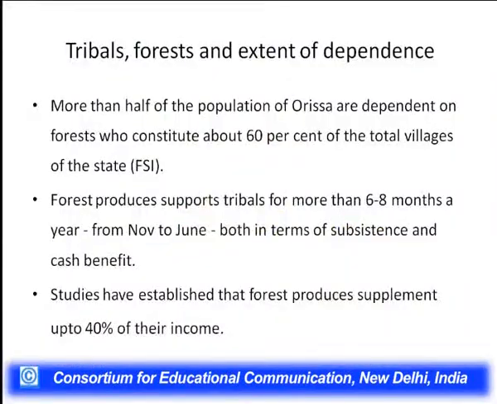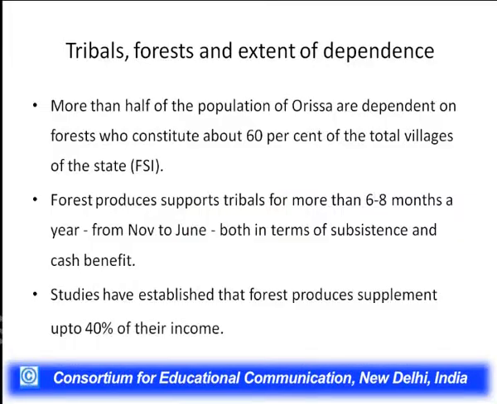The forest produce which supports tribals for more than 6 to 8 months a year is also a very important subsistence base for the tribals, and it brings not only subsistence but also cash benefit, and therefore it is very important for the crucial subsistence and development of the tribal areas. So, in the name of industrialization or development, if these forest areas are cleared and put into a different kind of land use, then definitely it would be a loss for the tribals.